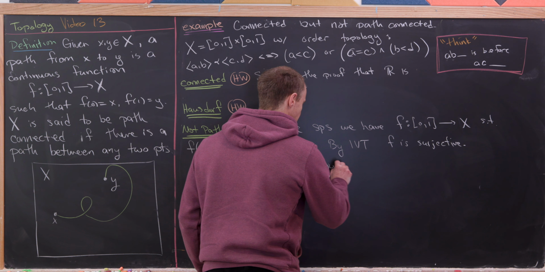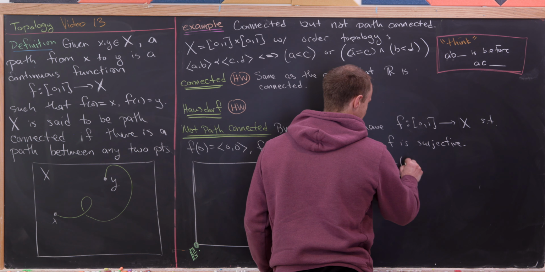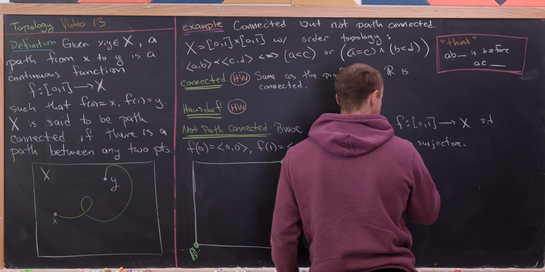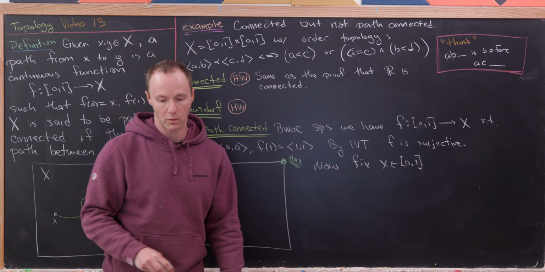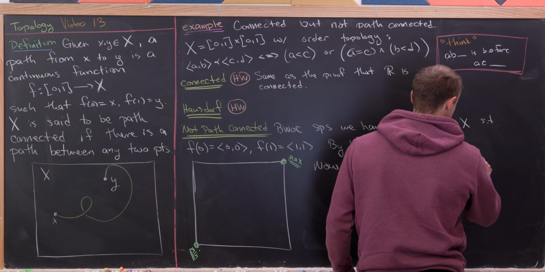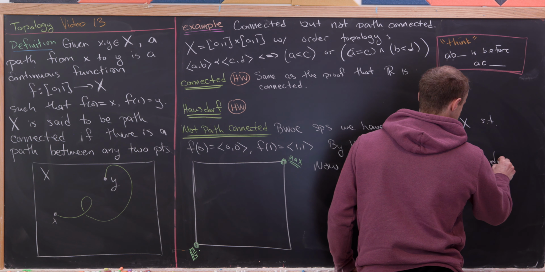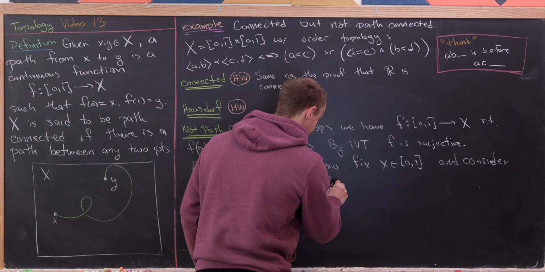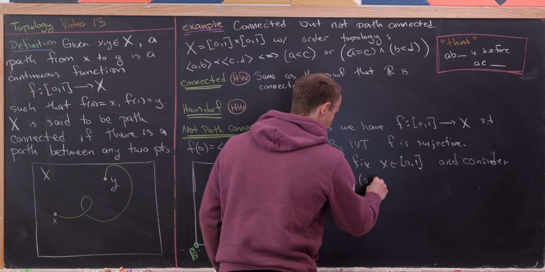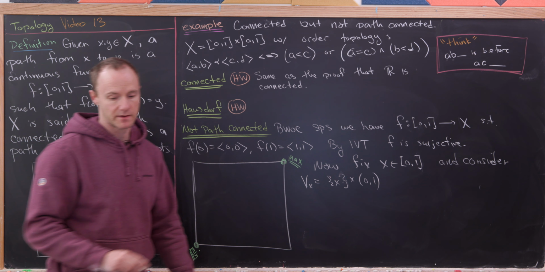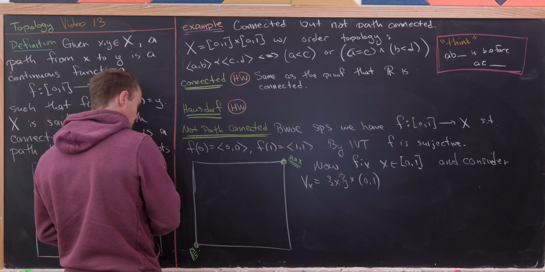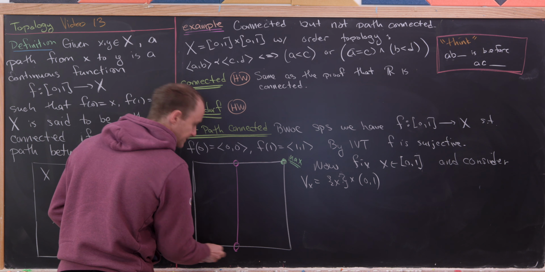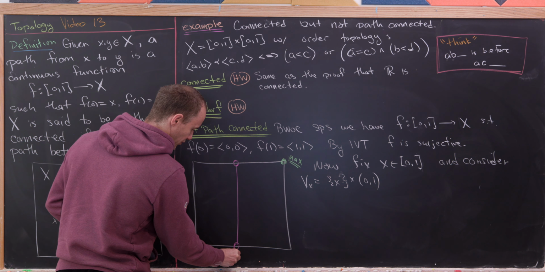So now what we want to do is fix some point x, which is between 0 and 1. And it can be really any point between 0 and 1, including 0 and 1. And then we want to consider this set, which I'll call V sub x, which is going to be equal to the singleton x crossed with the open interval from 0 to 1. So let's see, V sub x looks something like that. So let's write this down. This is our point x.